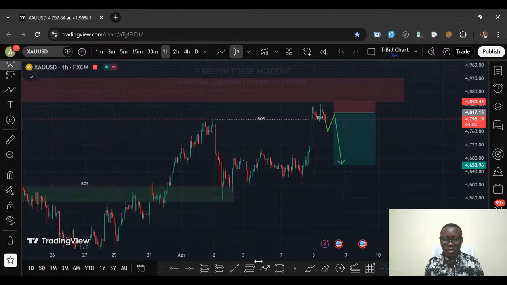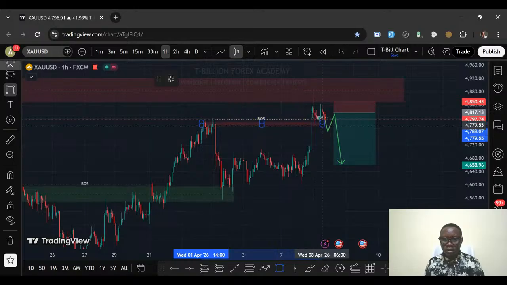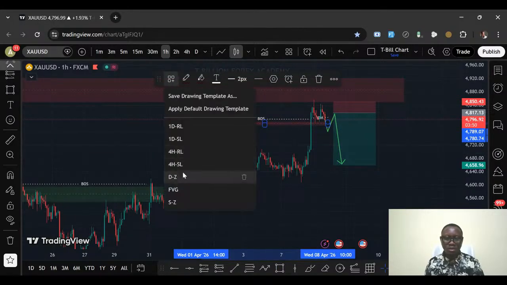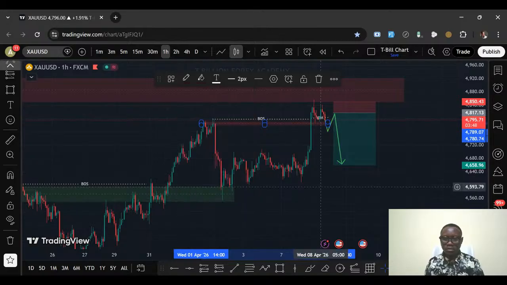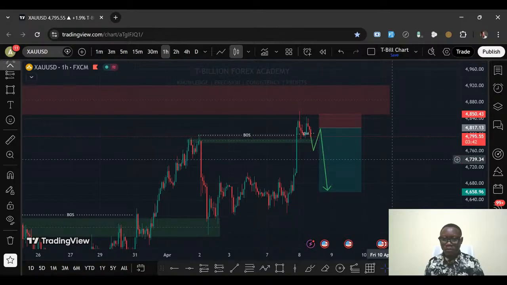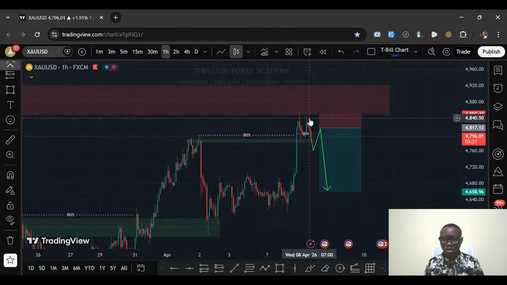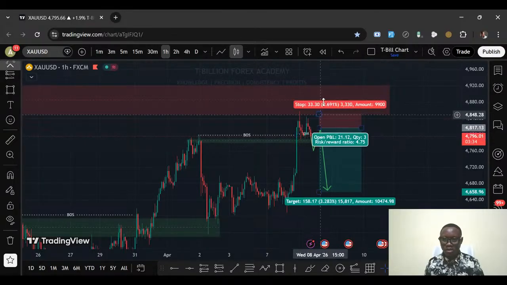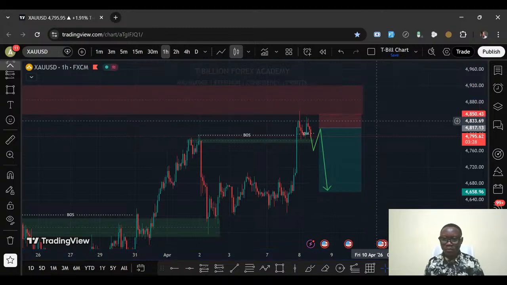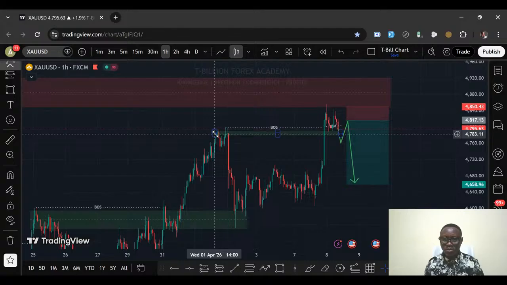Price has already tapped into this breaker block right here, this bullish breaker block. It has already dished this bullish movement here, which is this one that we have here, and was sent back down by this bearish breaker block right here. So this has been mitigated. We are not going to take our buy right here.